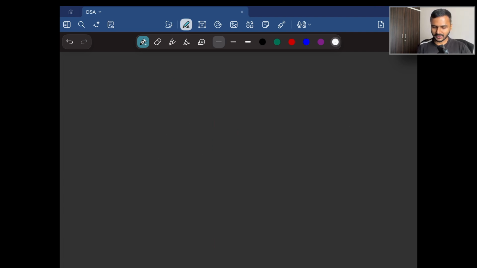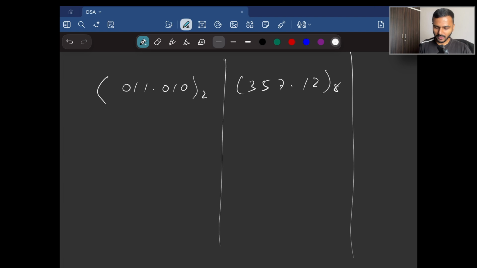Following the same logic, let's say we have got a binary number, for example, 011.010. Or we have got an octal number, for example, 357.12. Or we have got a hexadecimal number, for example, AB.3F.